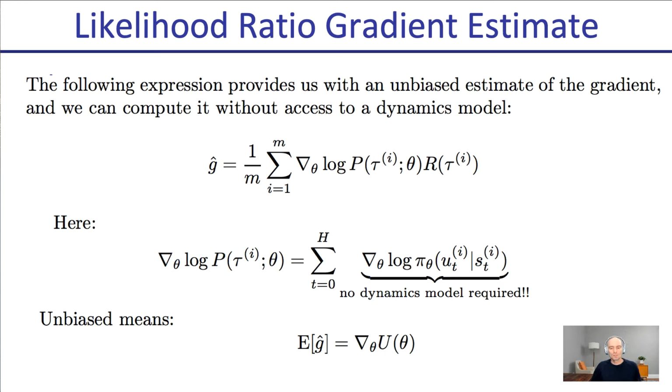Okay, so we had a gradient estimate that looked like this: grad log probability of trajectory times reward along the trajectory. And we now know that this first part we can actually compute as a sum of grad log probability of action given state along the trajectory. No dynamics model required. We can do this directly based on a neural network that represents our policy.